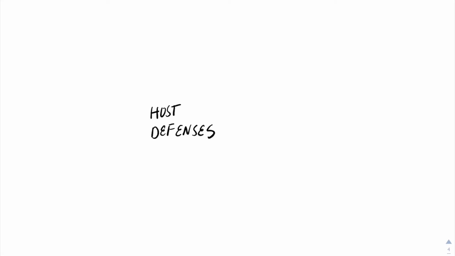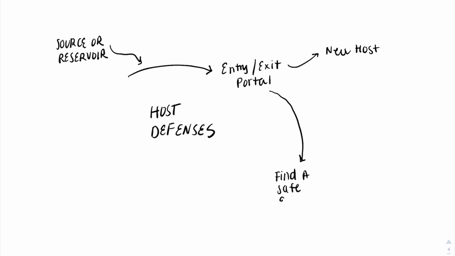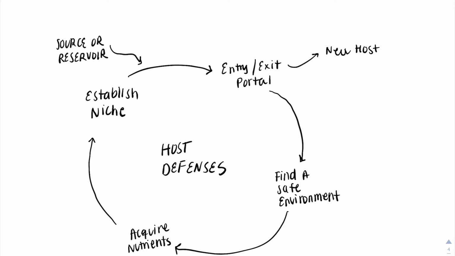For the pathogen to be successful in the host, it must have an entry and exit portal, find a safe environment, acquire nutrients from the host, and establish a niche. Without this, it will be unsuccessful.